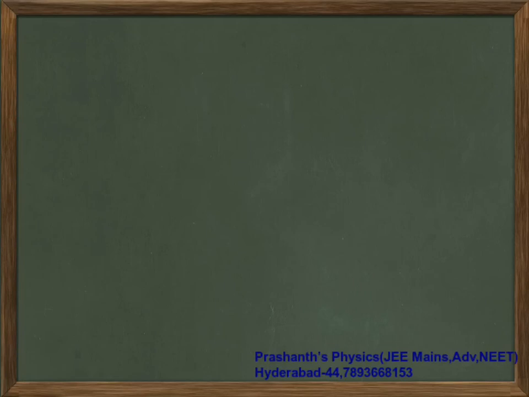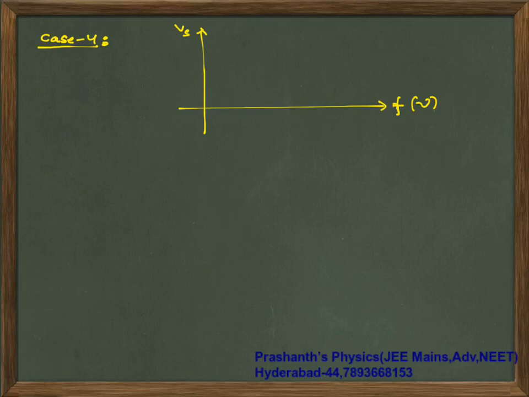Your next case is case 4: the stopping potential versus frequency graph. Now we have seen that your graph is like that. Now I want to draw a graph of K max versus nu. This we have done just now. Sorry, case 4, this we have done already.